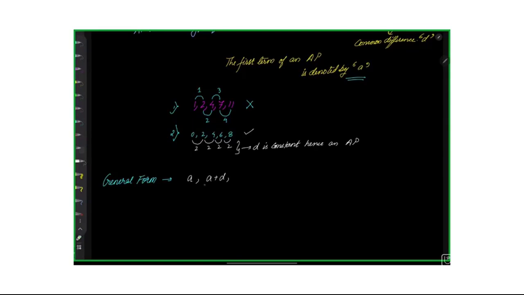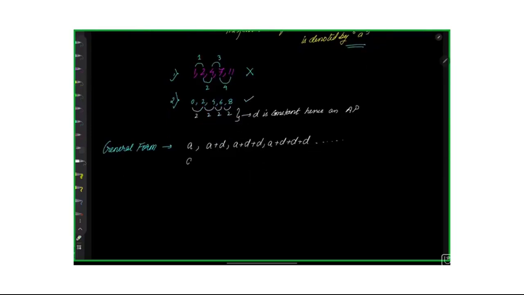So A, comma A plus D, comma A plus D plus D will be the next term. Then the next term would be A plus D plus D plus D, right? Dot, dot, dot. Now, it can be written as A plus D, A plus 2D, A plus 3D, right? This is the generalized form of any AP, right? I guess all of you got what AP is.